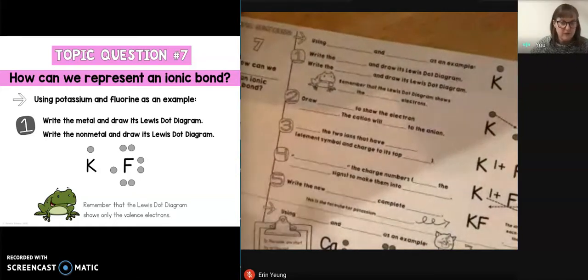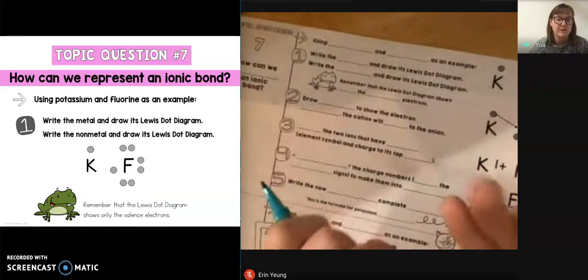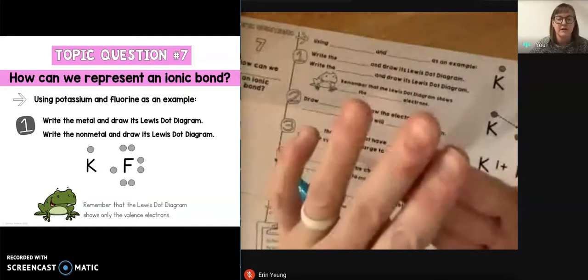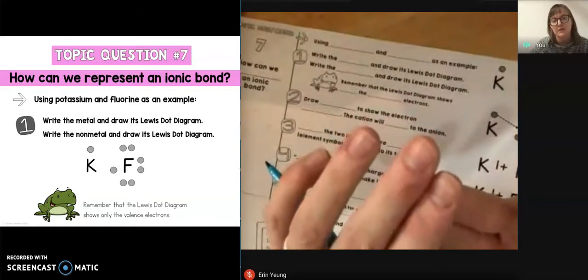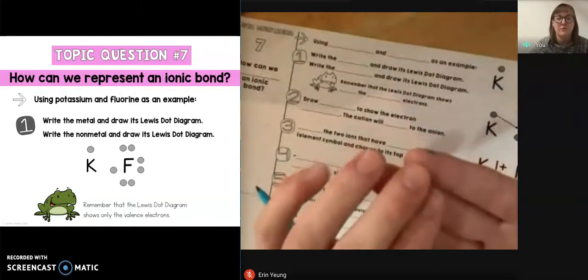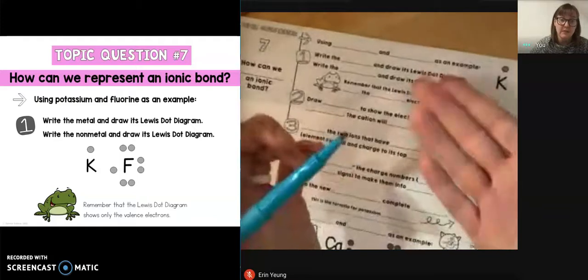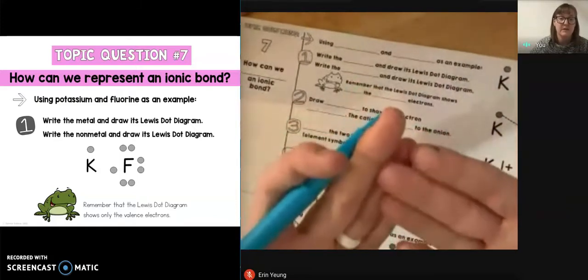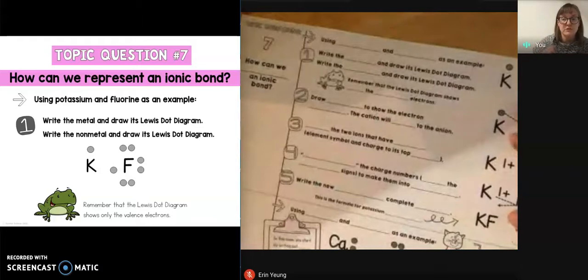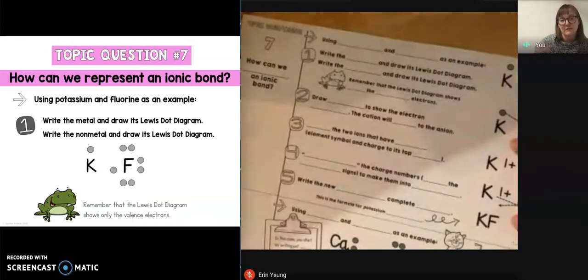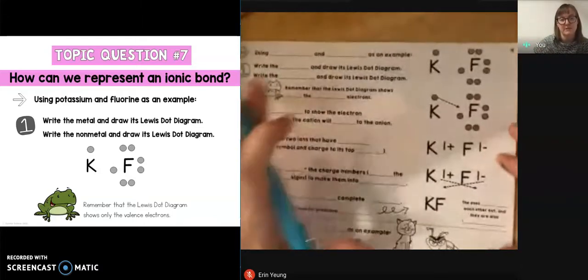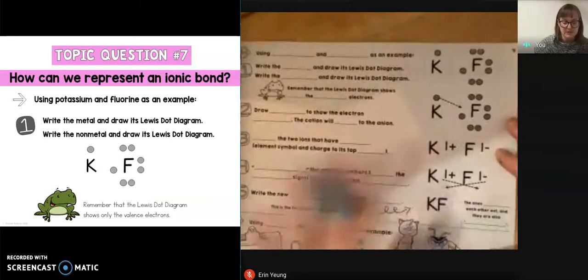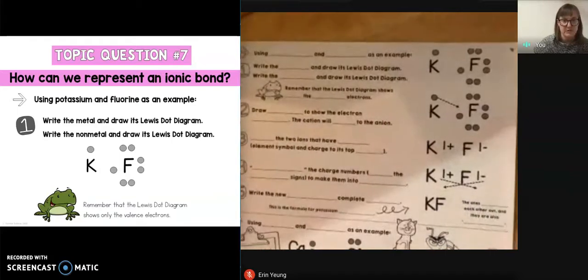Okay, so now that we've figured out that there are cations and anions, and our cations are mostly metals and they're positive, and our anions are mostly nonmetals and they're negative, now we need to put them together into forming our chemical compounds and making our chemical bonds. So to do that, we have a little step-by-step to go through with our diagrams, and then we're going to go through a couple together just to make sure that you understand it.